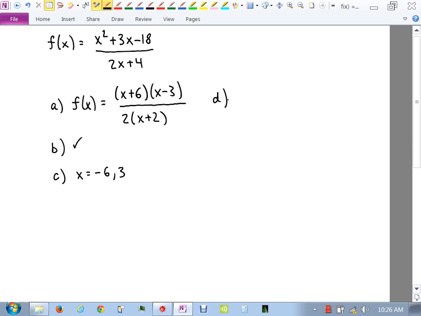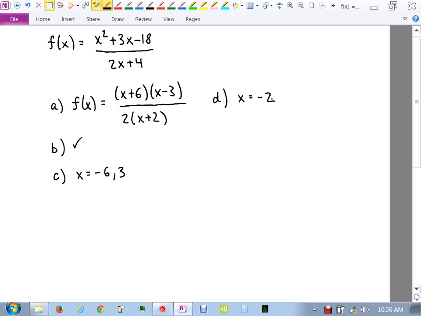Step D, find the vertical asymptotes. How do you do that? Set denominator to 0. What do you get if you set denominator to 0? X is negative 2. I'm not actually writing this out. Y'all understand what I'm doing?